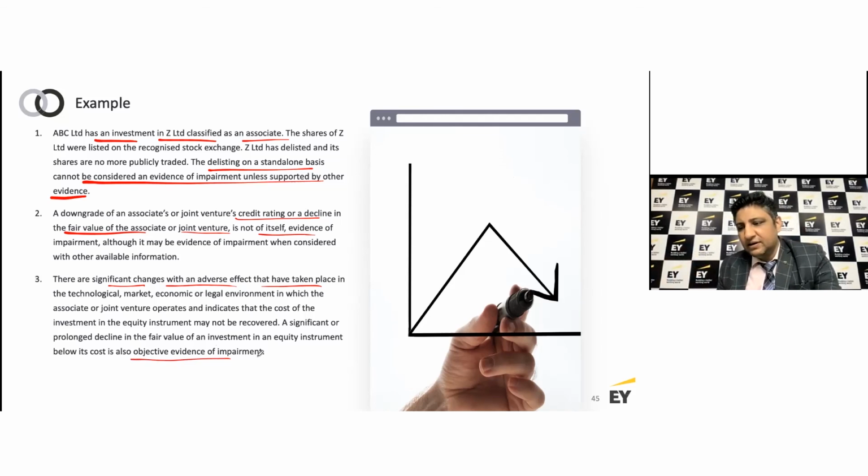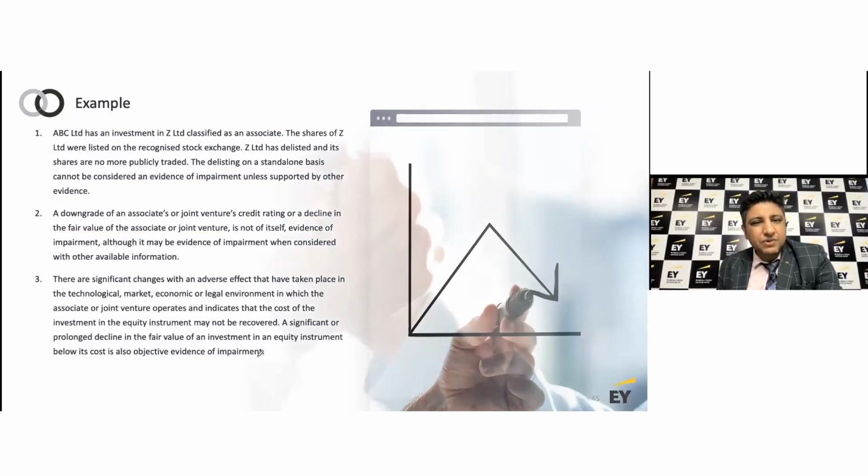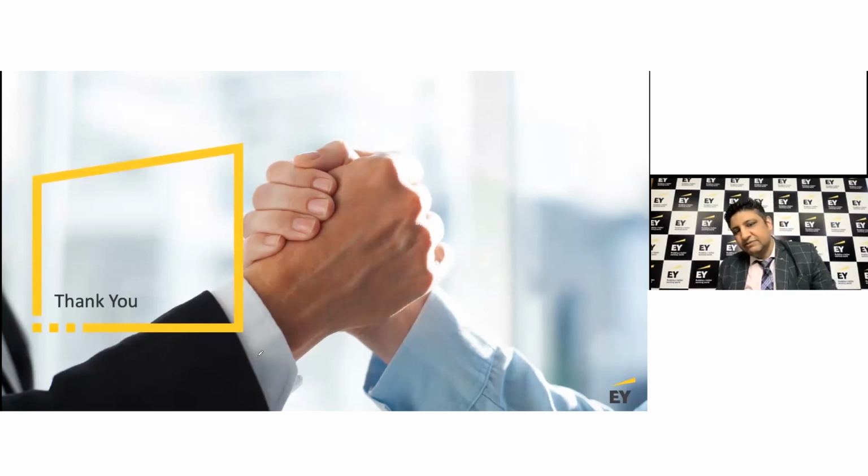And I think the messaging is that at large, a delisting or a downgrade in the credit rating may not be the sole evidence for you to assess an impairment loss just like that, right? So broadly, that's something which we covered around this concept of Ind AS 28, which is investment in associates and of course joint ventures.